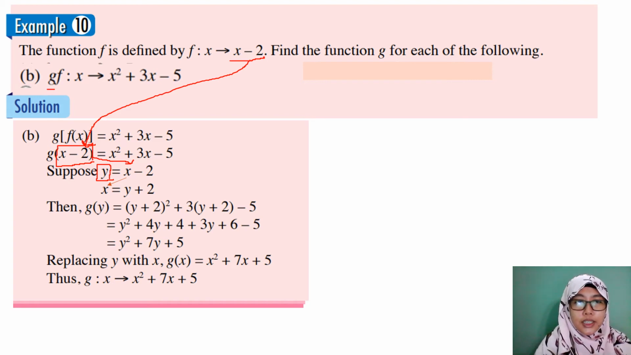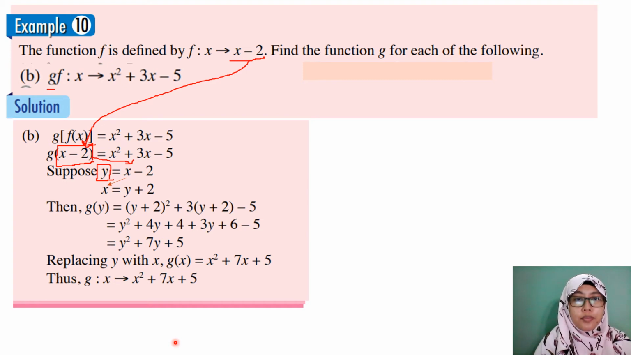Suppose ambil dekat sini, jadikan y sebagai subjek, x minus 2, right? And then the next step, okay, you need to bring x as a subject. Mula-mula kamu jadikan y sebagai subjek sebab kamu nak jadikan dia persamaan pertama. Suppose y equals to x minus 2. So next step, you need to change x as a subject. Okay, so that's why x here you need to bring to the left side, y you need to bring to the right side. So the equation becomes x equals to y plus 2. Okay, boleh ya? Cikgu harap kamu faham dekat sini, step dekat sini.